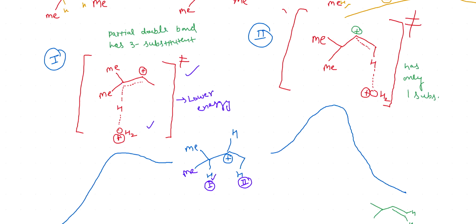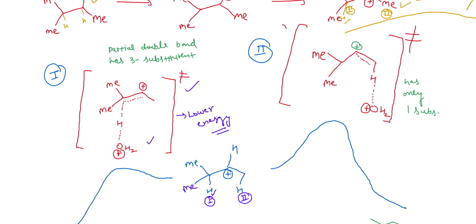Why does this transition state have lower energy? Because this partial double bond has three substituents. Clear? So there is formation of a double bond. In the transition state, I have presented this as partial because this is the transition state. The bonds are in dotted lines. There is more stability of this carbocation here.